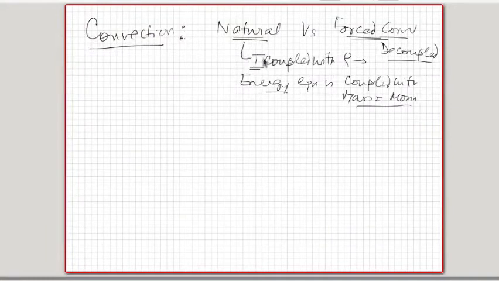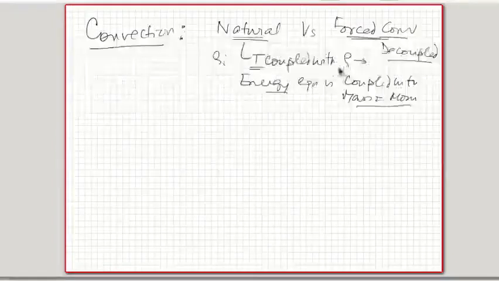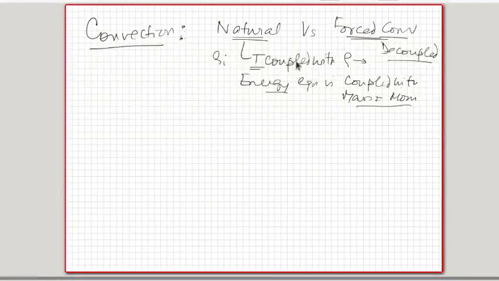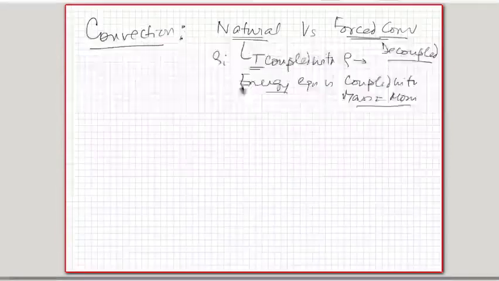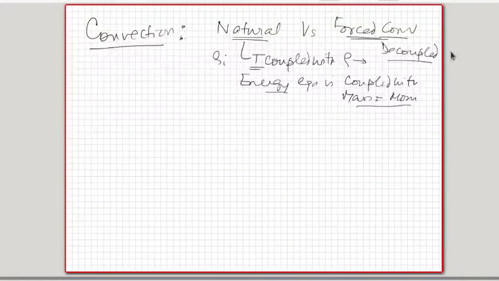In the same way, for mass transfer, instead of temperature, the rho i would be coupled with rho, because the concentration gradients determine the density at any given location, and therefore the density gradients drive the flow. So the rho i becomes coupled, so the species equations become coupled with the mass and momentum equations. So this is natural versus forced convection.